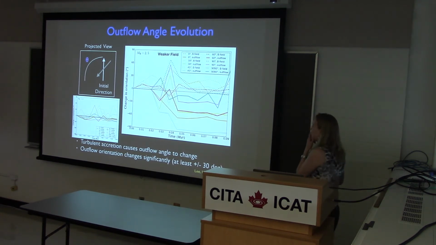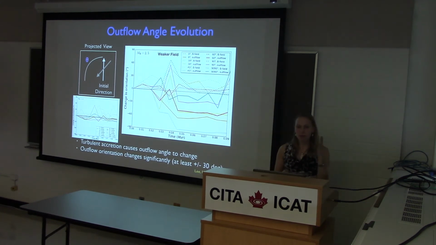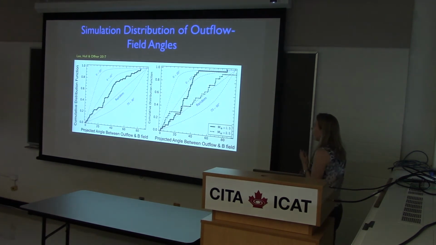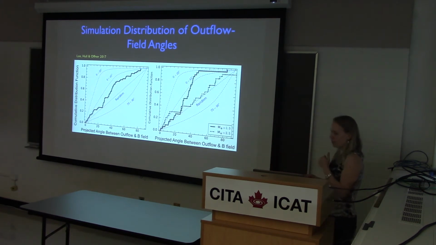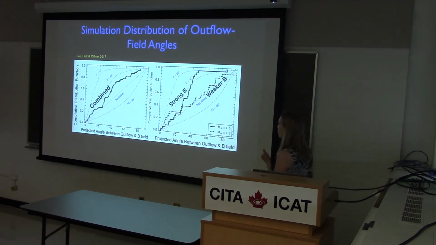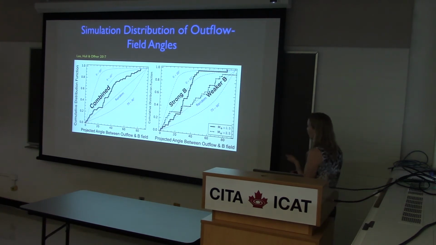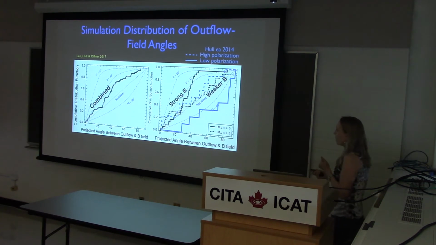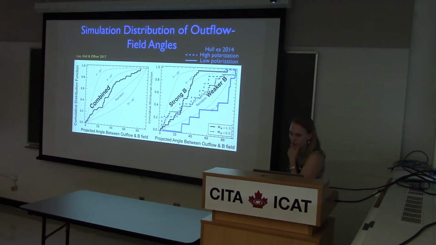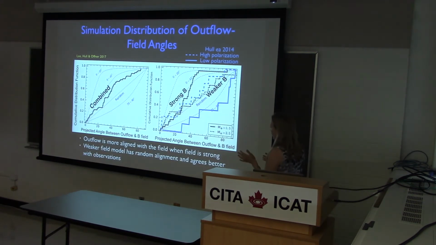All right. So Joyce took all of these different outputs, viewed at all of these different angles, and created a cumulative distribution function, following the one that Chat made from the observations. Here's the strong B field simulation, slightly more aligned. Here's the weaker one, completely random, and then here's the combined one. If we fade into Chat's data, we see that they agree a bit better with the weaker field case. So that provides a better match. It may mean that the observed cores actually don't have very strong magnetically dominated fields.